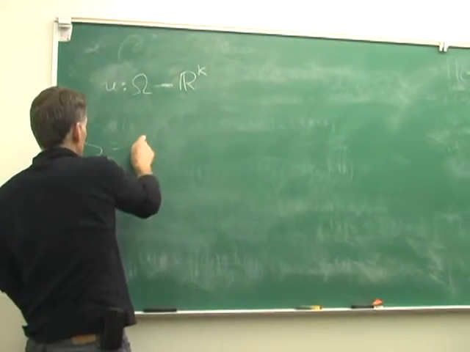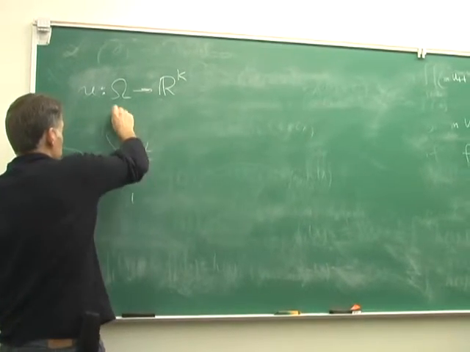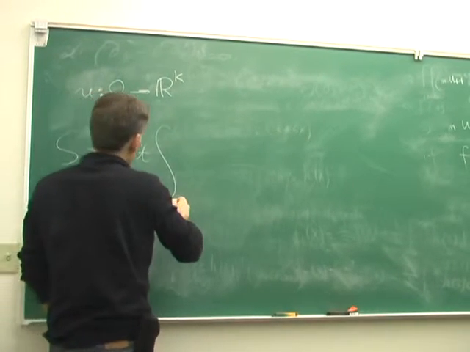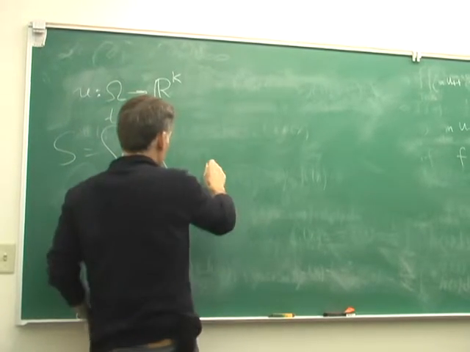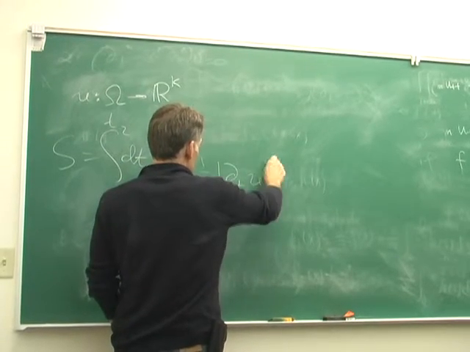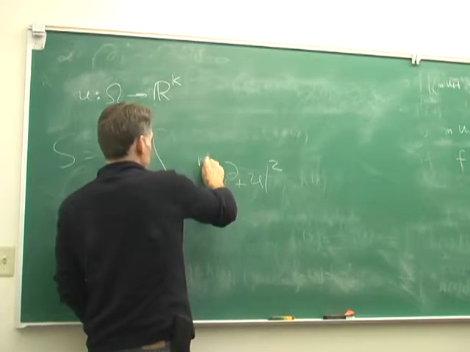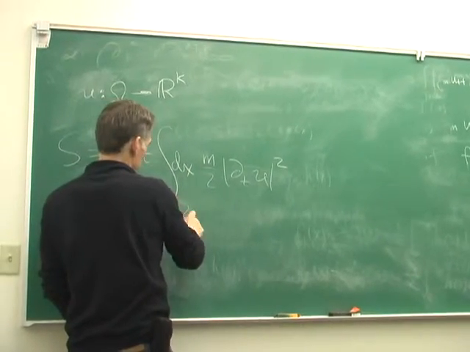You write your action. So this is an integral from T1 to T2. It's the kinetic energy. The kinetic energy is always the time derivative of this u, squared. Well, you could put mass if you want. And there is dx, and now you're integrating over that.